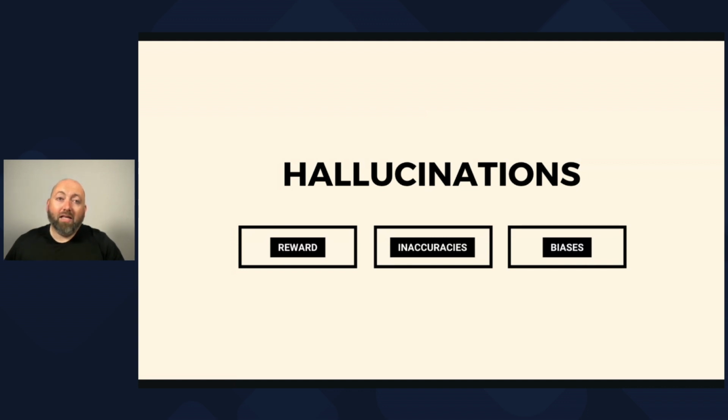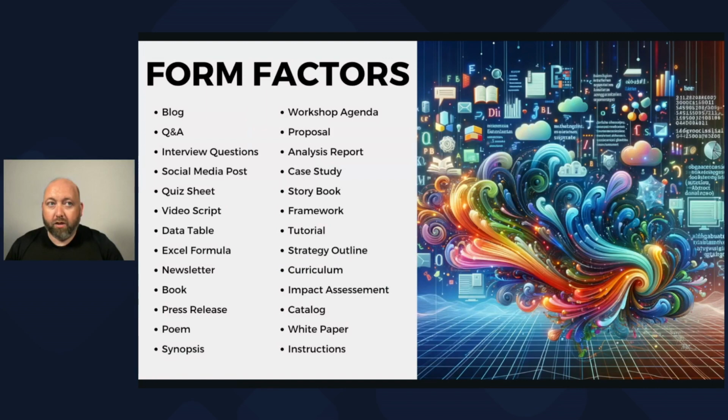Now, if we're generating text, I showed examples before where we generated the blog and then turned that into bullet point lists and things like that. But that's not all. There are a magnitude of form factors we can generate, and this is only some of them here.